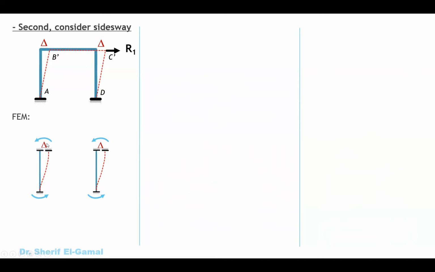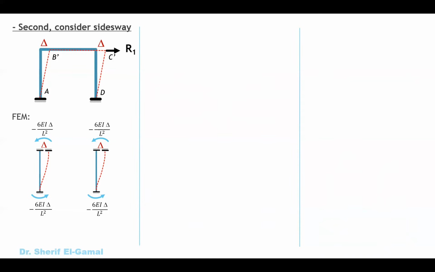So in this case, how much will be this value from the fixed end moment table? We found that this value is 6 EI delta over L square. Why is it minus? Because it is counterclockwise rotation. So all the moment will be assumed as minus values.